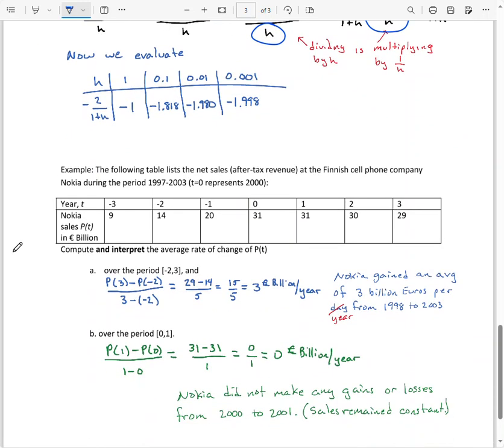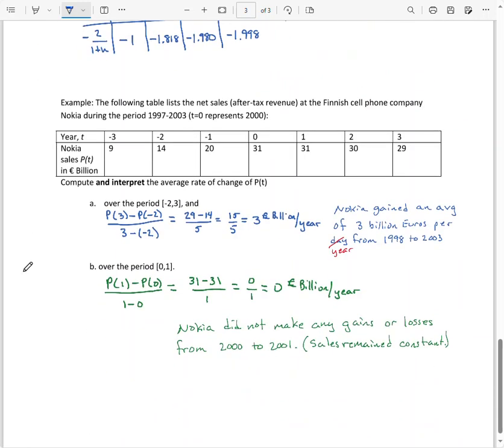All right. The following table lists the net sales, which is after-tax revenue, at the Finnish cell phone company Nokia during the period 1997 to 2003, where t equals 0 represents 2000. So this is 3 years before 2000, this is 1997. This is 3 years after 2000, this represents 2003. Nokia sales in billions of euros. Compute and interpret the average rate of change of P of t over the period from -2 to 3.